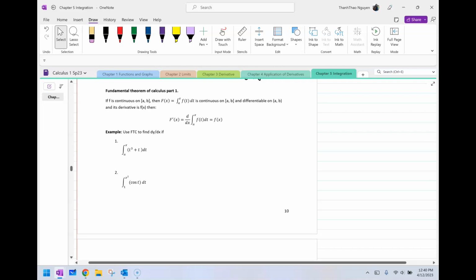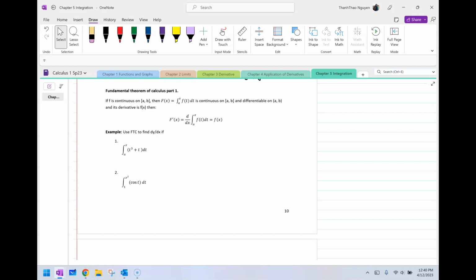Use the fundamental theorem to find dy/dx, given y equals the integral from a to x of (t cubed plus t) dt. Here dy/dx is equal to d/dx of the integral from a to x of (t cubed plus t) dt, which equals x cubed plus x.